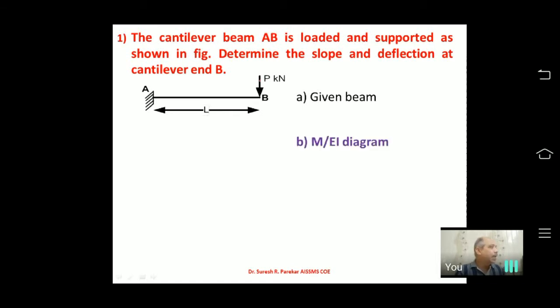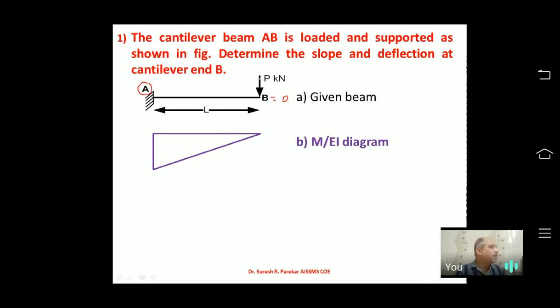Now we have a cantilever beam. So at B, at the cantilever end, bending moment is always 0. And at the fixed end, bending moment is always maximum. That is, bending moment at A is maximum and bending moment at B is equal to 0. So now we will plot it. So what will be the value of maximum bending moment?